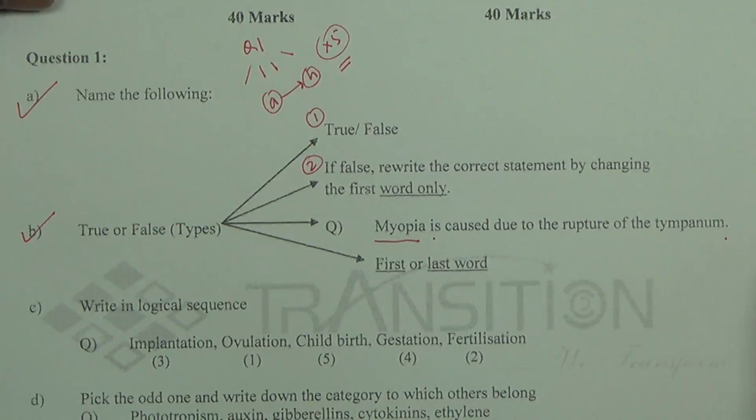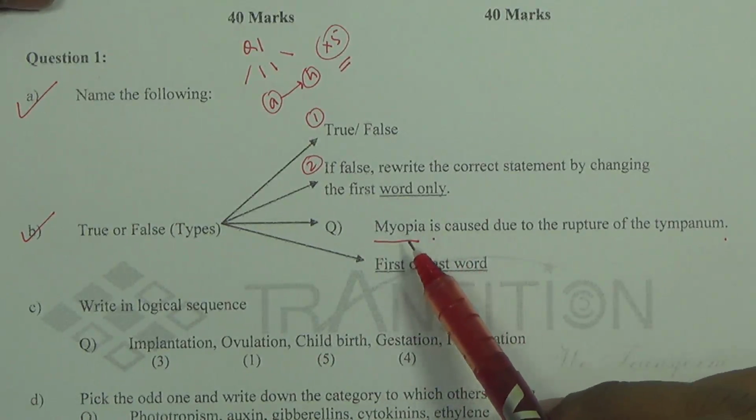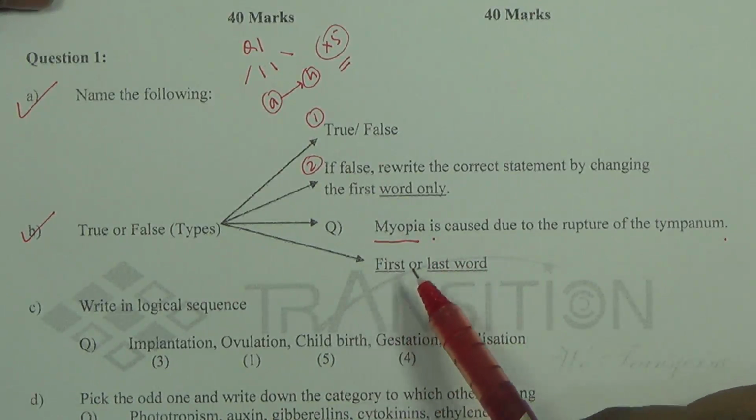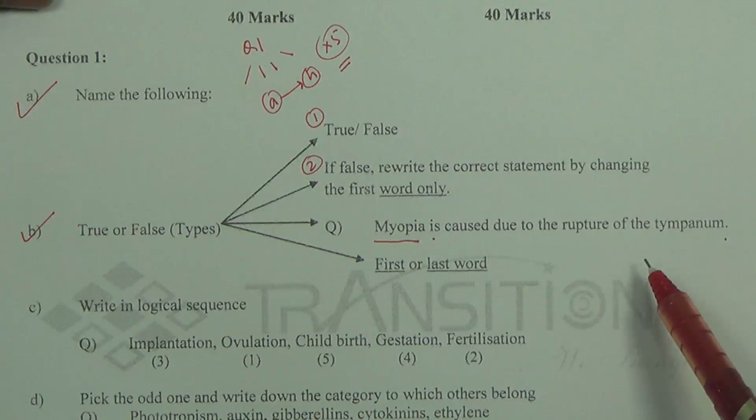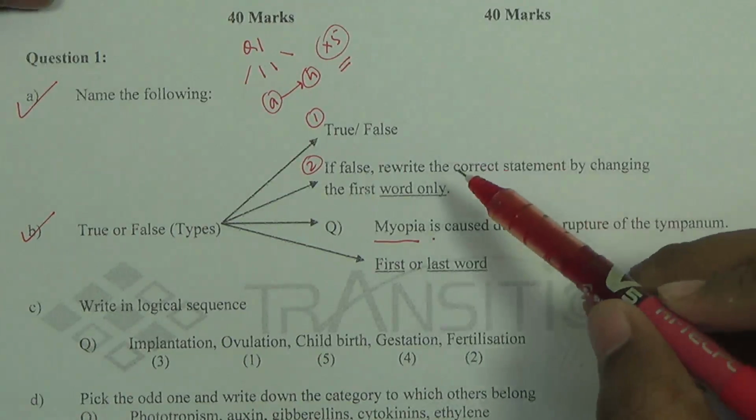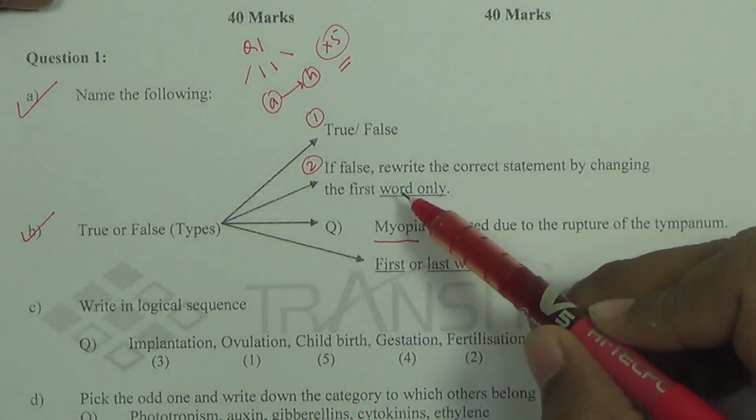So definitely your answer should be that the statement is false, and the correct statement should be: deafness is caused due to the rupture of tympanum, right? So this is how they can ask you true and false type 2.